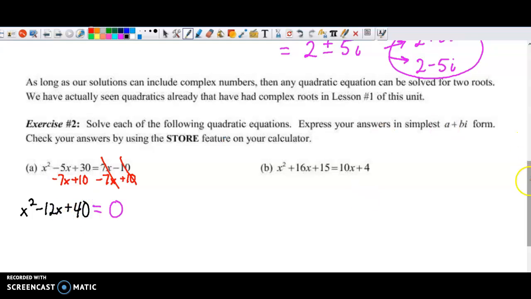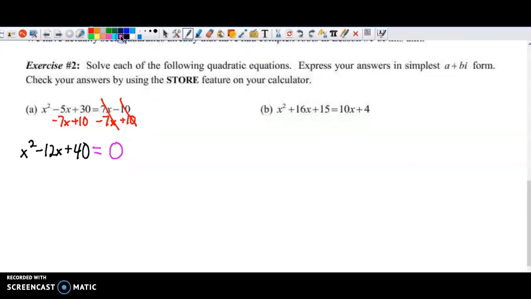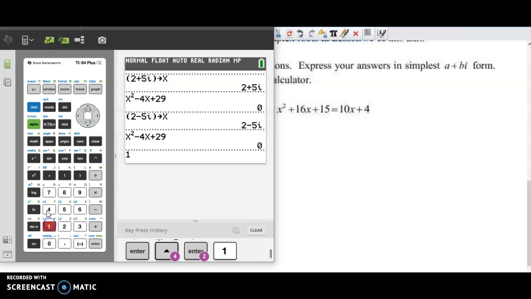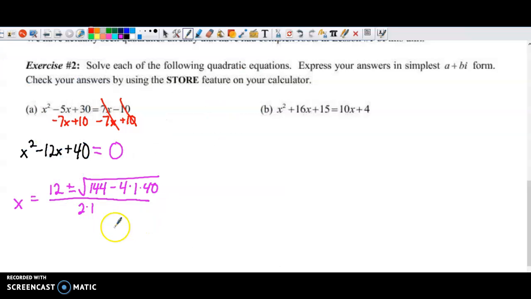So if I do the quadratic formula on that, and hopefully you have this memorized from previous sections, x equals negative b plus or minus the square root of b squared minus 4ac, all over 2a. And just remember to do what's under the radical first. So you get negative 16. So we're looking at 12 plus or minus the square root of negative 16, all over 2.